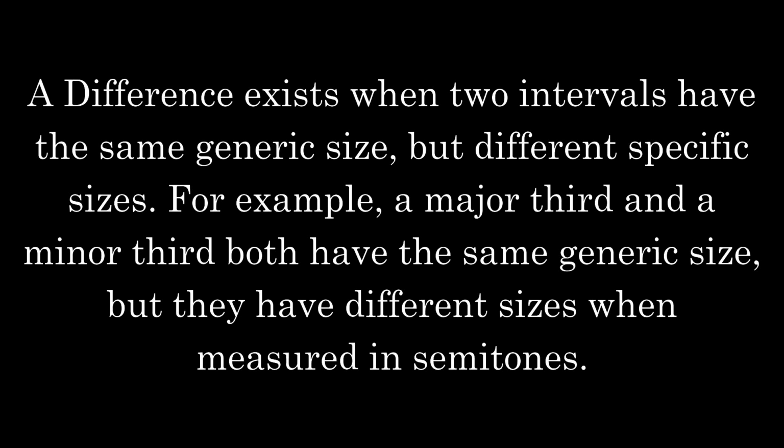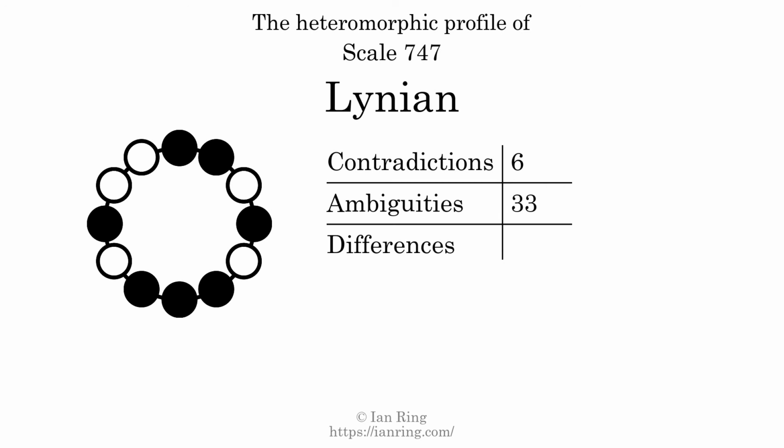A difference exists when 2 intervals have the same generic size, but different specific sizes. For example, a major third and a minor third both have the same generic size, but they have different sizes when measured in semitones. The number of differences in this scale is 96.